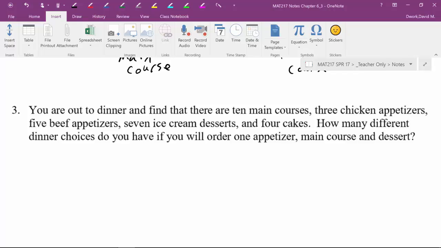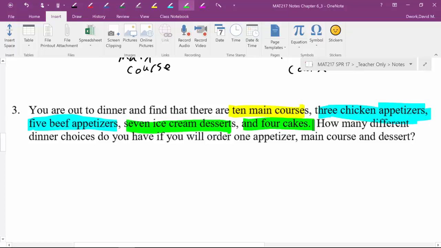Okay, here we go. We are out to dinner, and we find that there are 10 main courses, all right, 3 chicken appetizers, and 5 beef appetizers, I'm going to make that blue. So do you notice we have appetizers and appetizers, all right, 7 ice cream desserts, and 4 cakes, I'm going to assume those are desserts as well. How many different dinner choices do you have if you will order 1 appetizer, main course, and dessert?